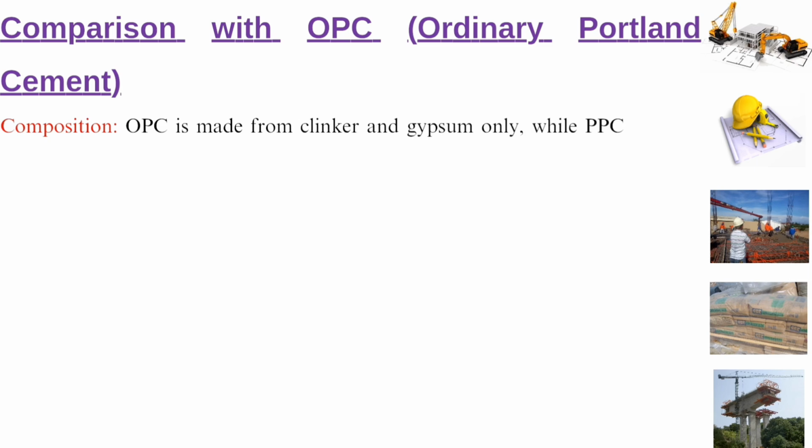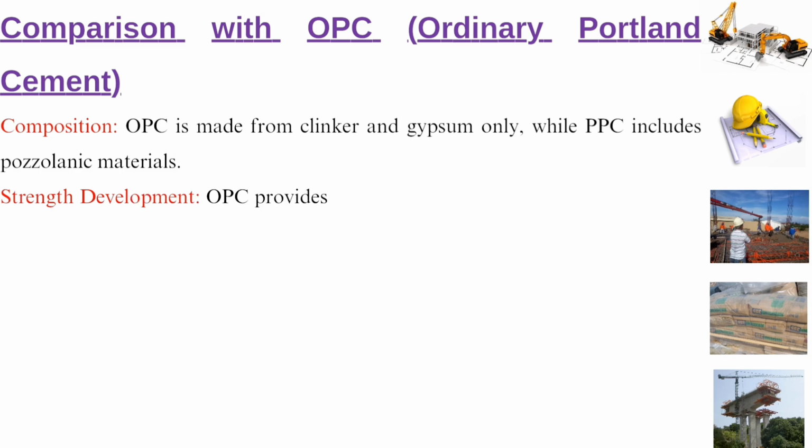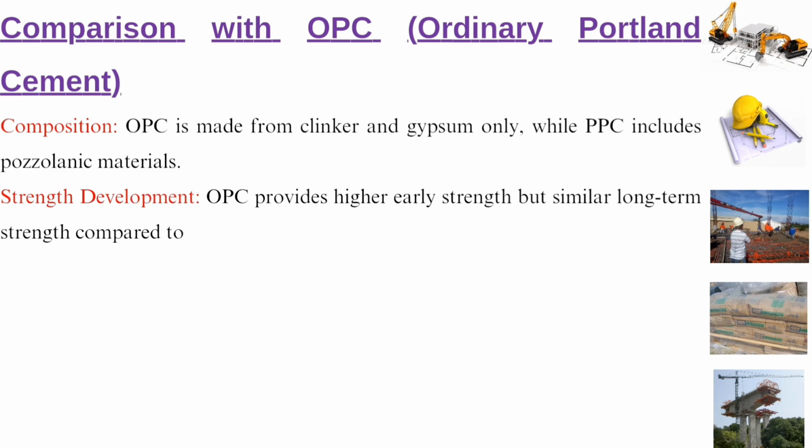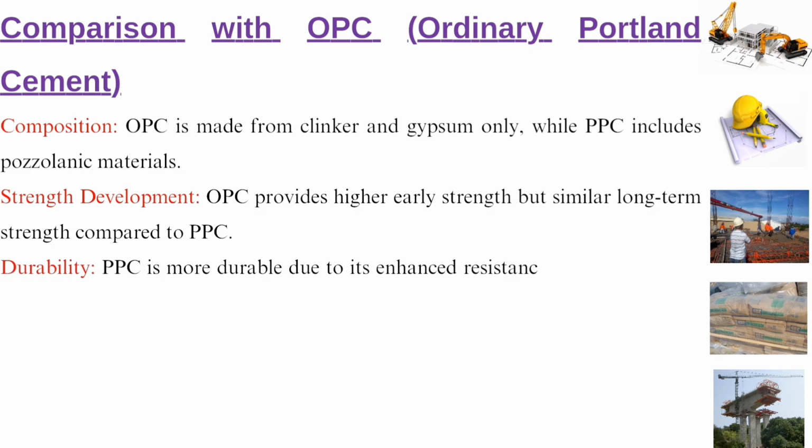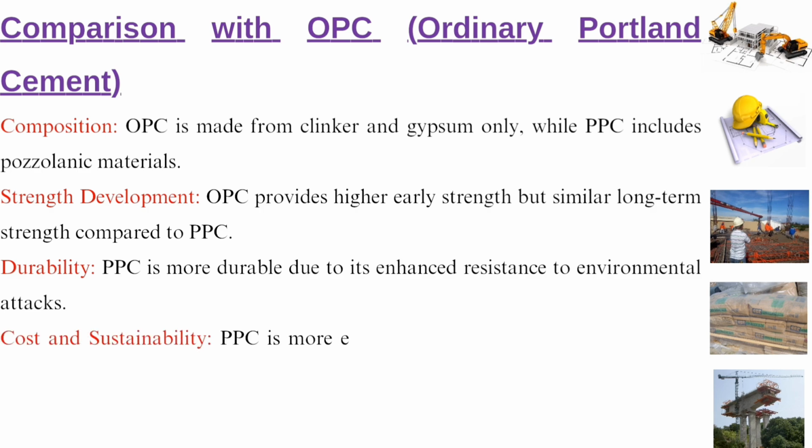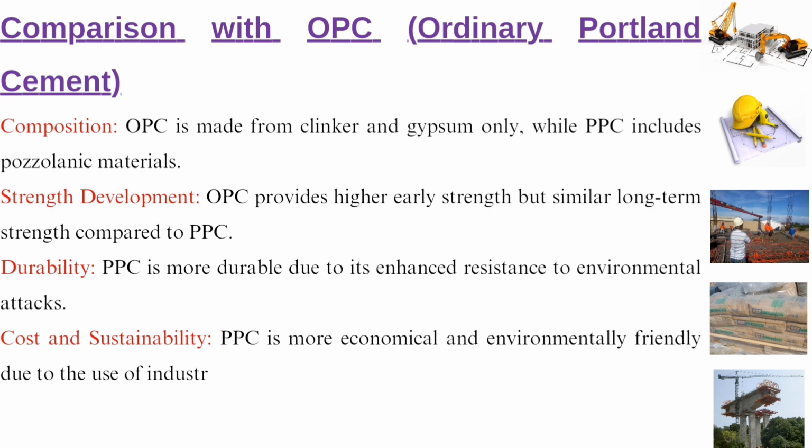pozzolanic materials. OPC provides higher early strength but similar long-term strength compared to PPC. PPC is more durable due to its enhanced resistance to environmental attacks. PPC is more economical and environmentally friendly due to the use of industrial byproducts. Then we have certain relevant standards and codes.